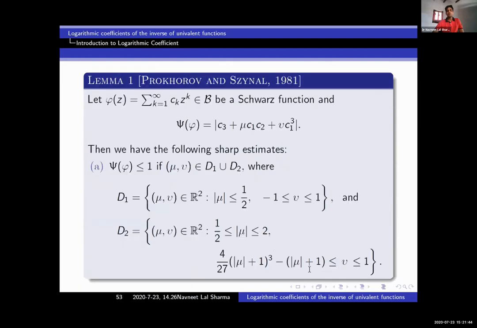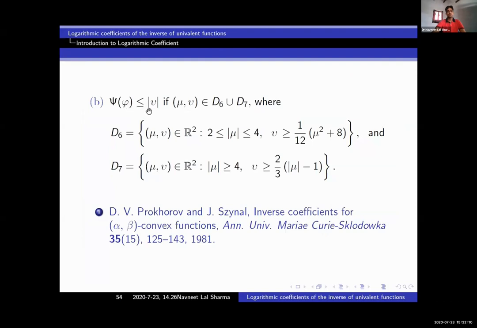Now, the proof of this theorem is based on this lemma of Prochnow and Singer, which they studied in 1981. Let f of phi be equal to this, then psi of phi is equal to this relation, then modulus of psi of phi is less than or equal to 1 when mu and nu belong to D1 union D2, and D1 and D2 are defined in this way. And modulus of psi of phi is less than or equal to modulus of nu when mu and nu belong to D6 union D7, and D6 and D7 are defined by this.